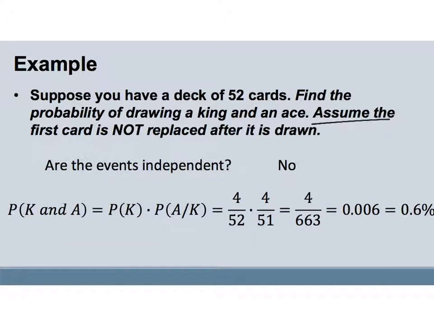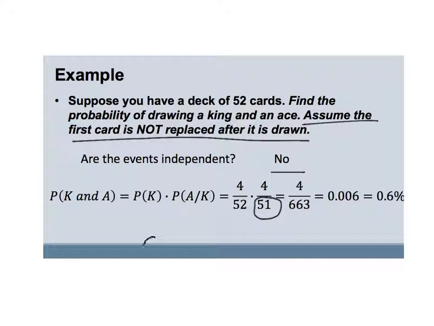But if I don't put the card back, without replacement, it is not independent. And what changes is my total number of cards. So my probability of drawing a king is still 4 out of 52, but my probability of drawing an ace now is 4 out of 51. And that changes my probability just slightly. It's 0.6 instead of 0.59. Now, that didn't change enough for me to care. I could have rounded the other one and made it 0.6 as well.